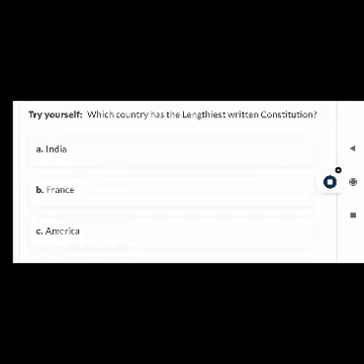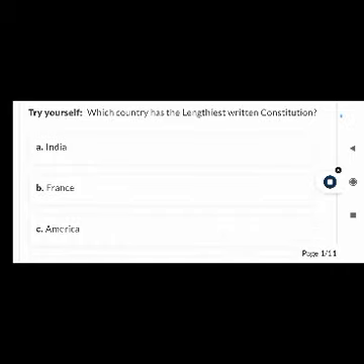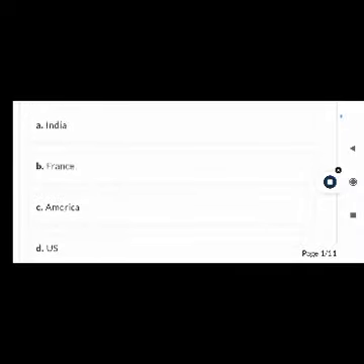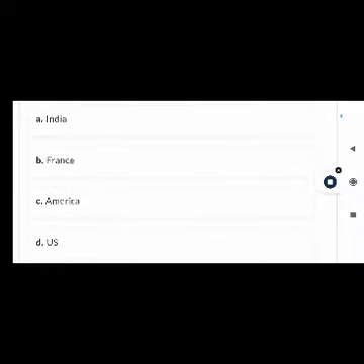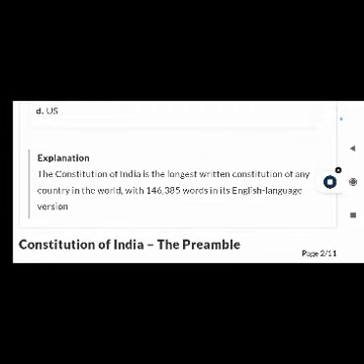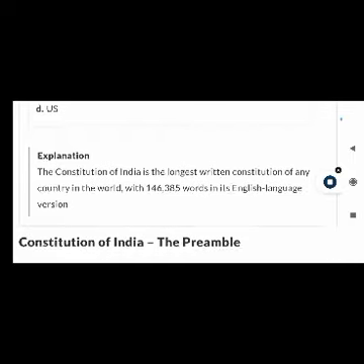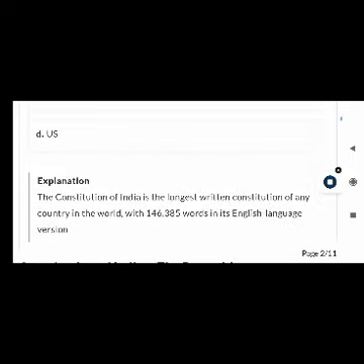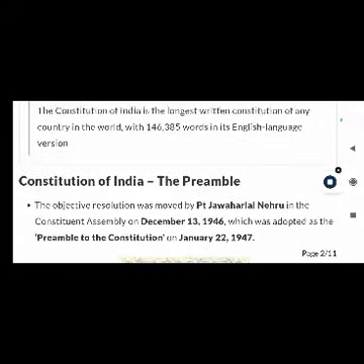Try yourself. Which country has the lengthiest written constitution? A. India. B. France. C. America. D. US. Explanation. The Constitution of India is the longest written constitution of any country in the world, with 146,385 words in its English language version. View solution.